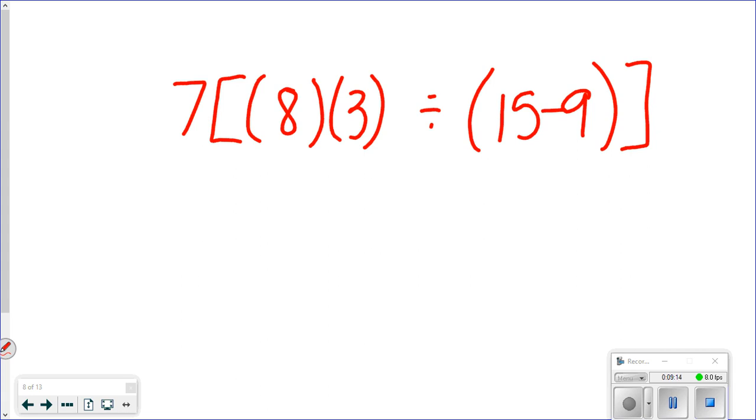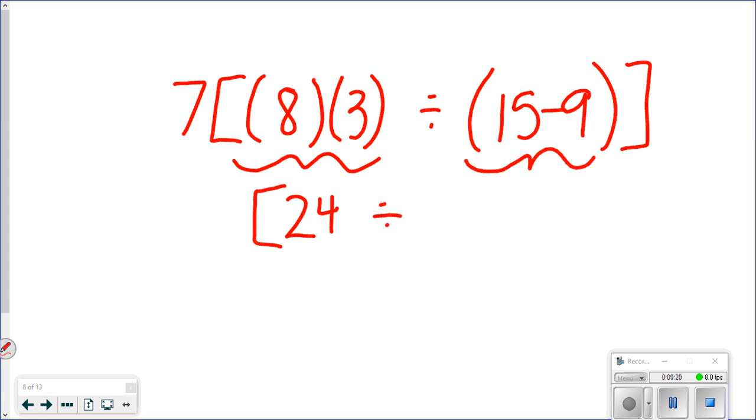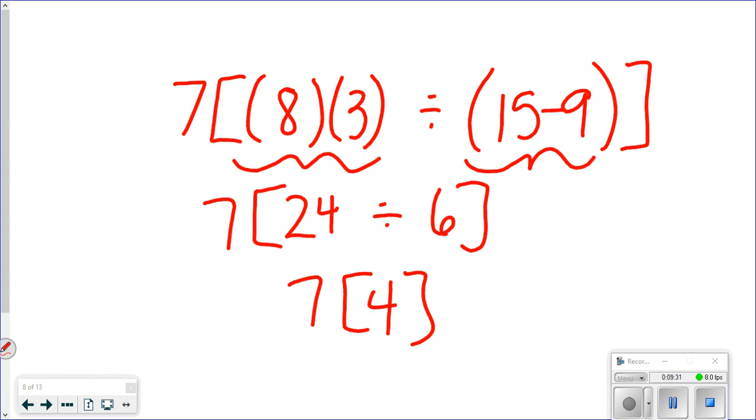Okay, for this would be 24, bracket, divided by, I'm going to do this next. This would be 6, bracket, this is what it would look like. I'm doing my brackets first. 24 divided by 6 would be 4. Bracket. Notice how my 7 keeps falling down. And I get a 28 there.